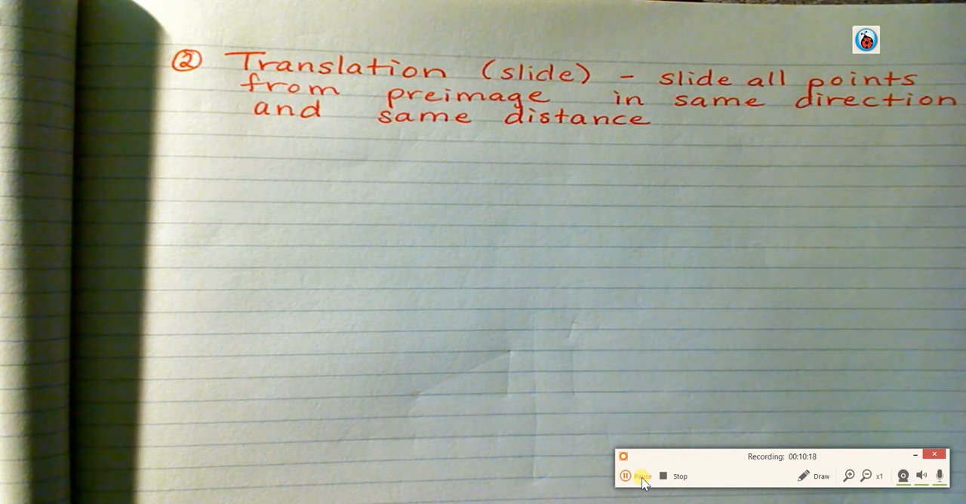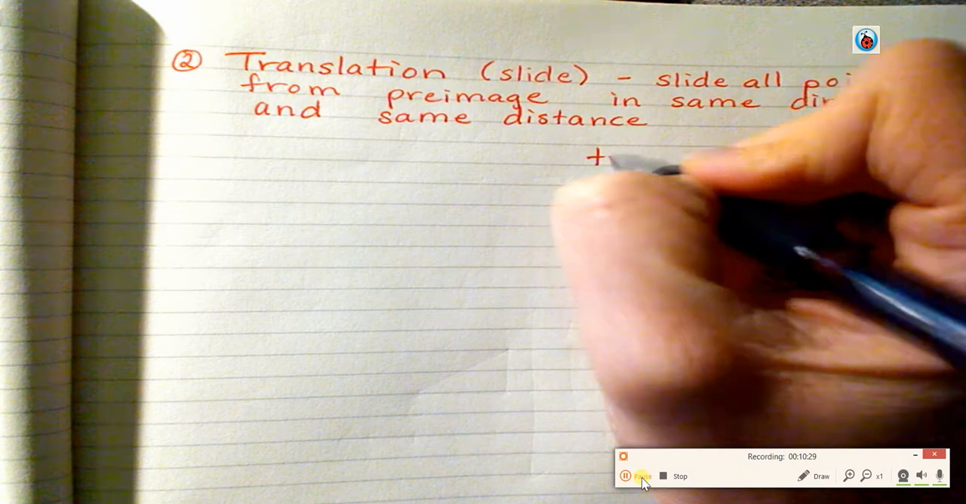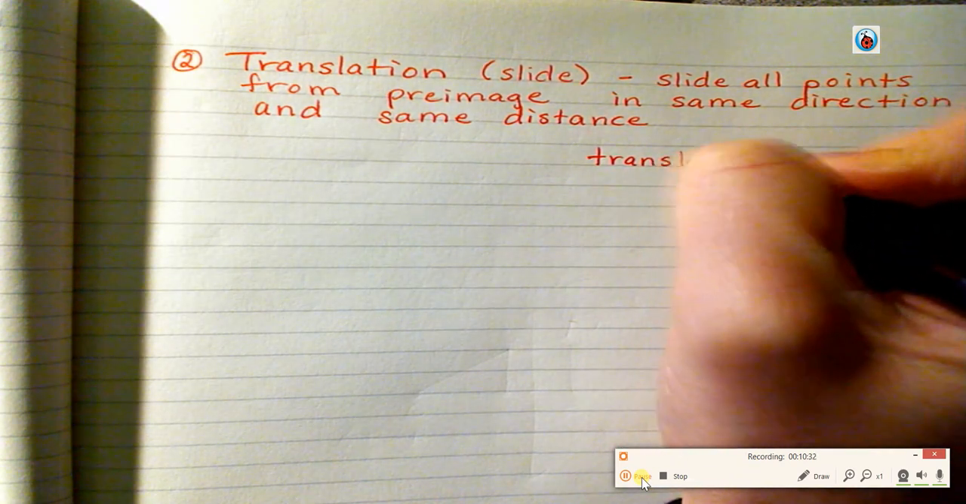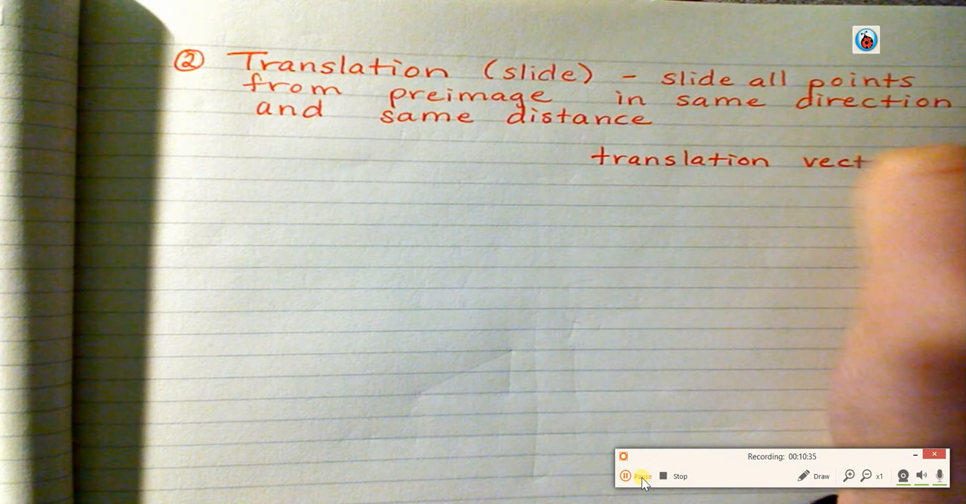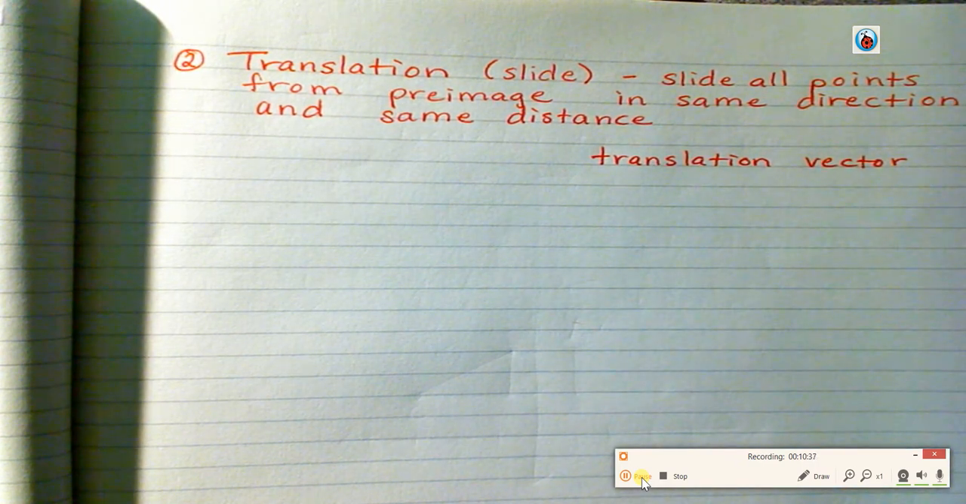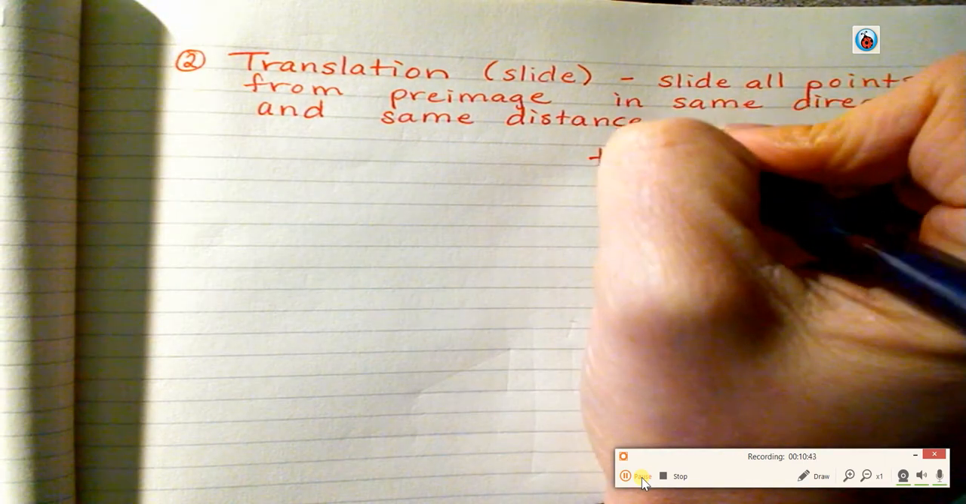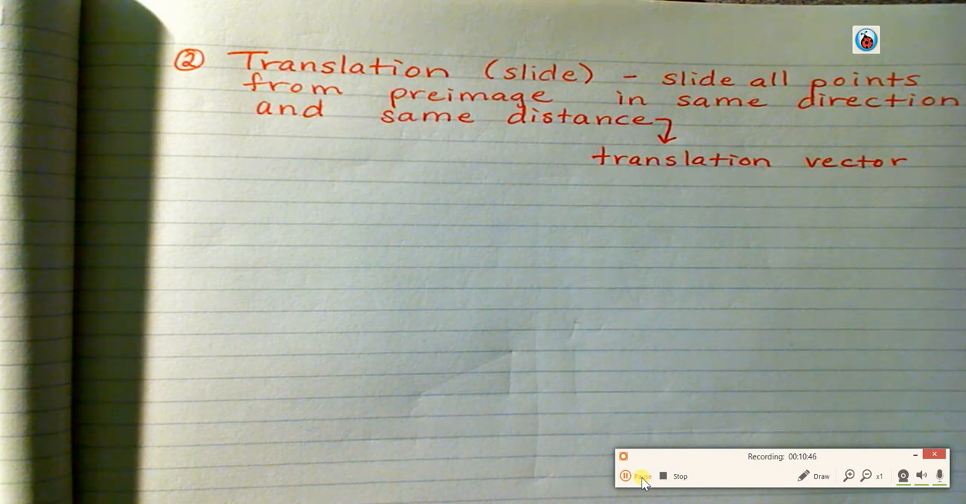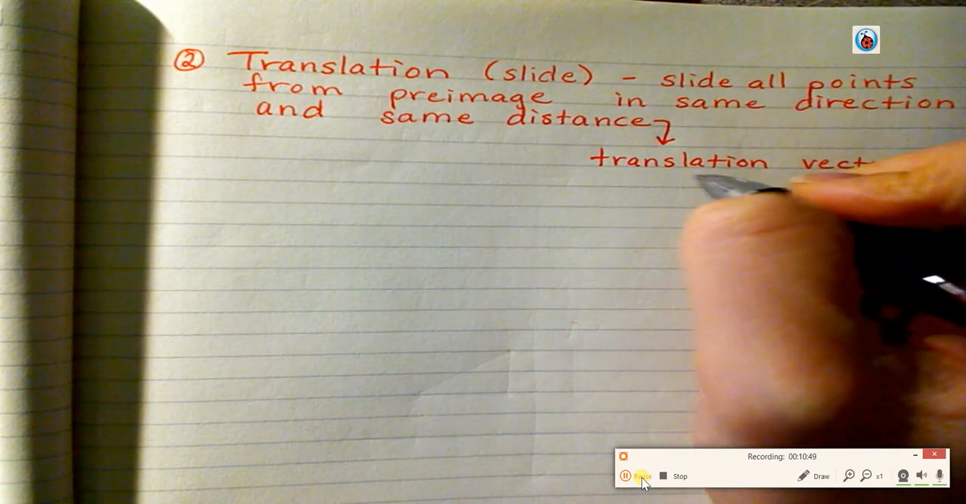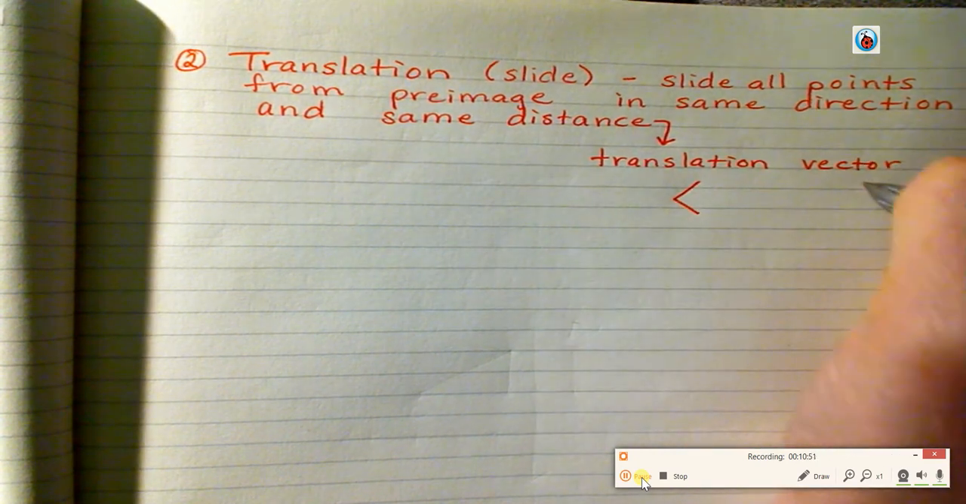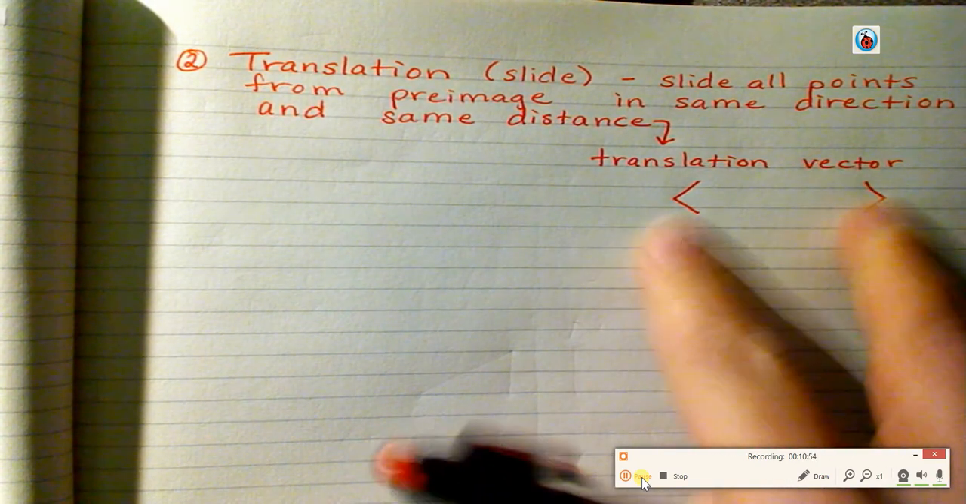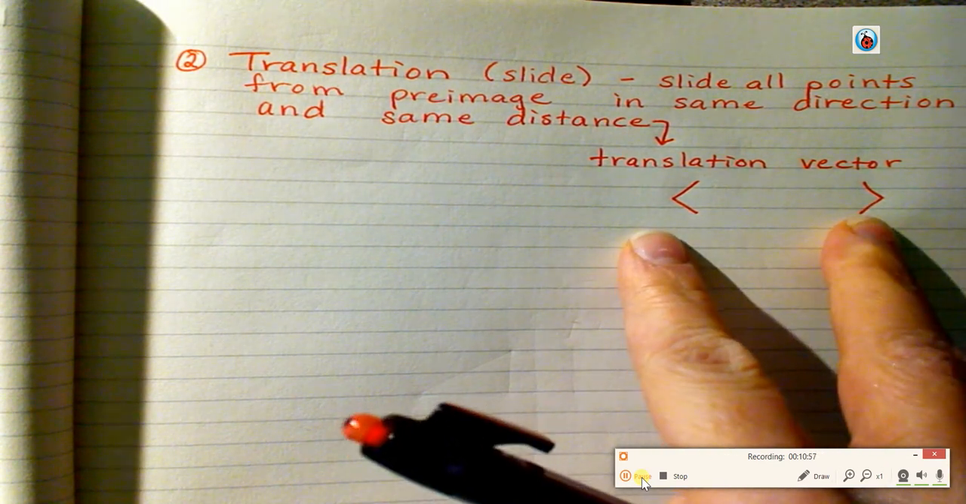And the way that we know how we make this slide or this translation, how we move it a certain direction and how far we move it, is we use something that's called a translation vector. The translation vector tells us what direction we slide and how far. It almost looks like a point, but it's not a point. You will see these arrows look like less than, greater than signs instead of parentheses.